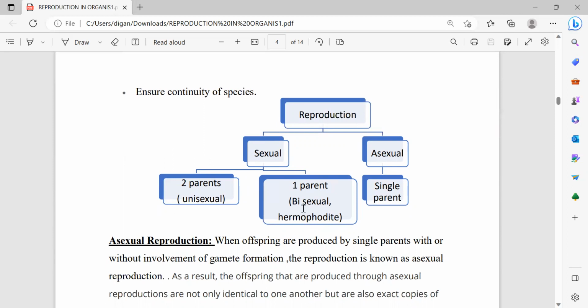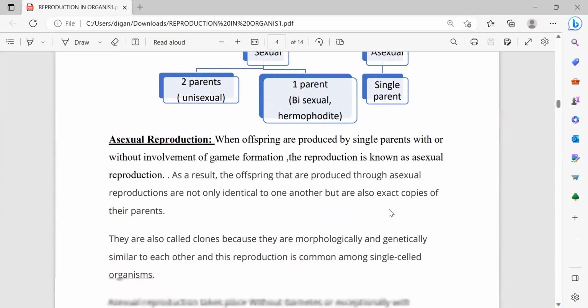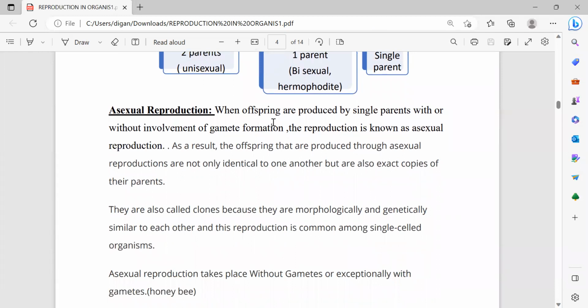So when I am going to discuss sexual reproduction, I will explain the details about this. First, the first or simplest type of reproduction is asexual reproduction, which always involves a single parent. In asexual reproduction, when offspring are produced by a single parent with or without the involvement of gamete formation, the reproduction is known as asexual reproduction.